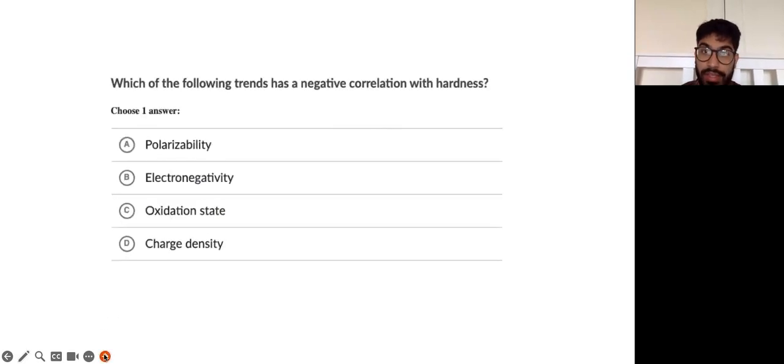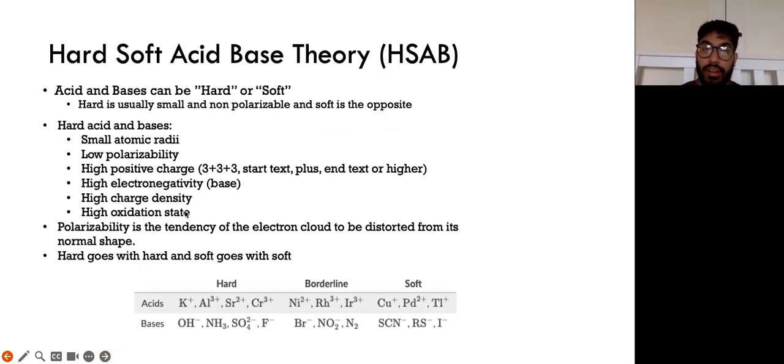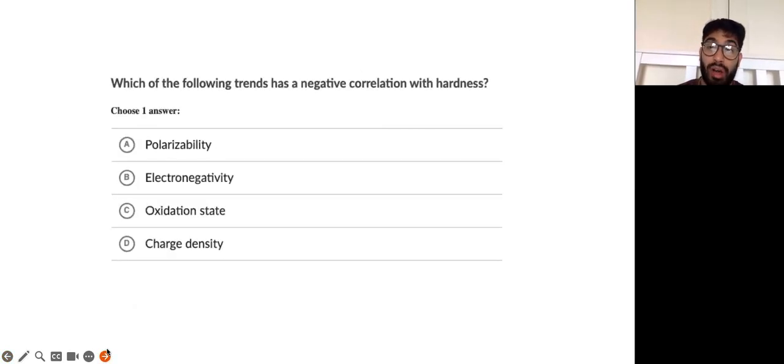All right, if not, we go to the next question, which is also correlated to the periodic trends, so it's a great unit to go over. Which of the following tends to have a negative correlation with hardness? And again, the definition of hardness: you can look at this right here, what a hard acid base is, but really a hard one is going to be a smaller acid or base, and it's going to be less polarizable.